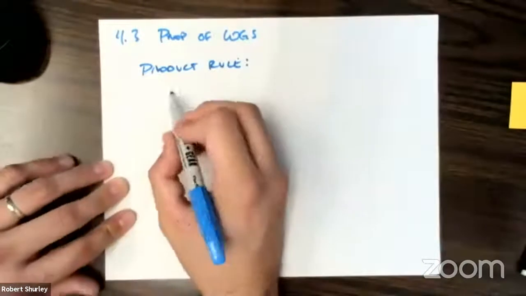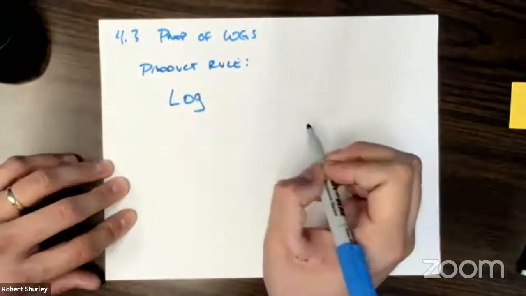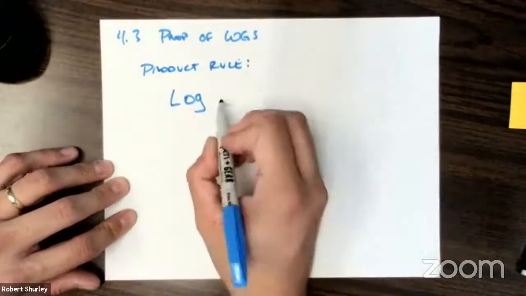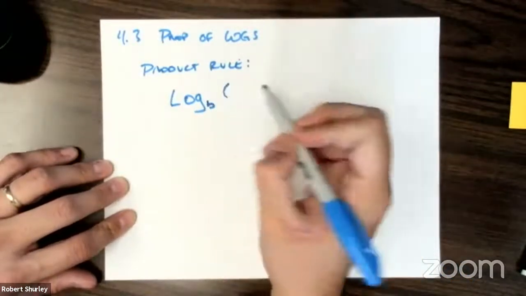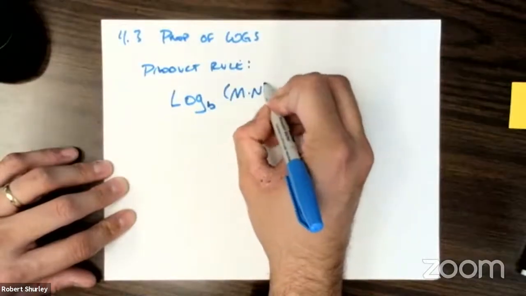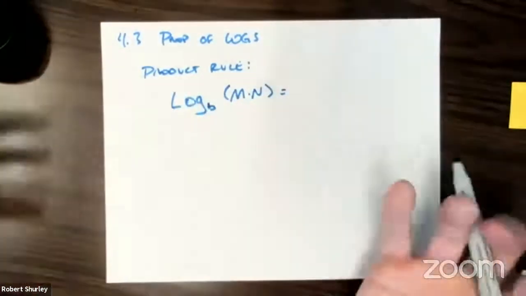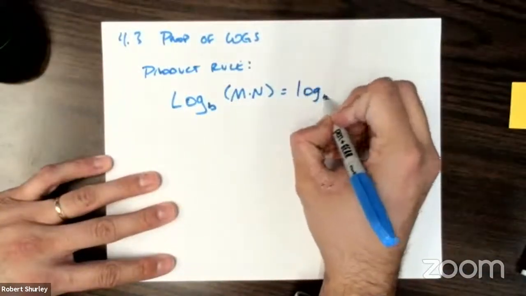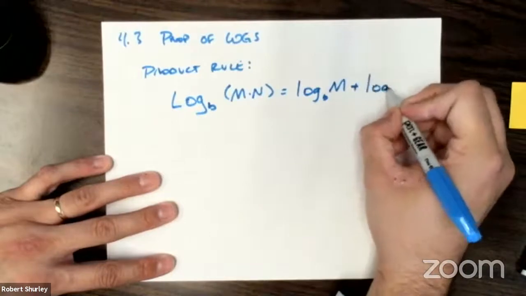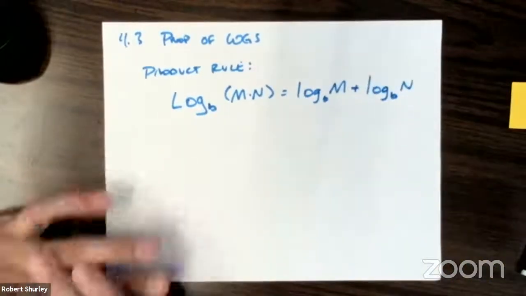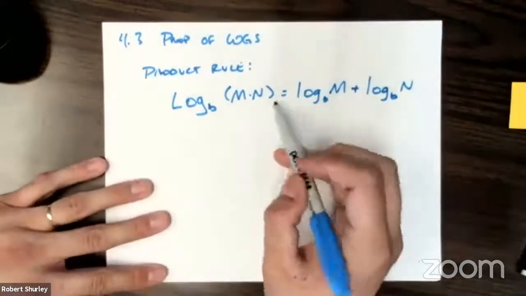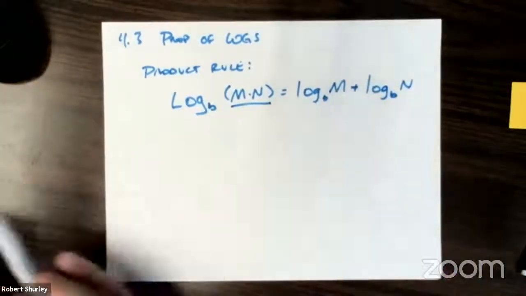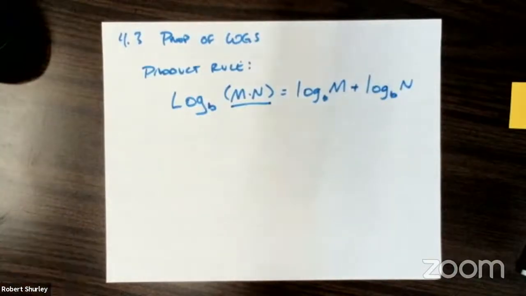The product rule says, look, if you've got a logarithm, doesn't matter what the base is, and you have multiplication inside, you can separate this out with addition. So log base b of m plus log base b of n. So if there's multiplication inside the logarithm, you can separate it with addition of logarithms on the outside.